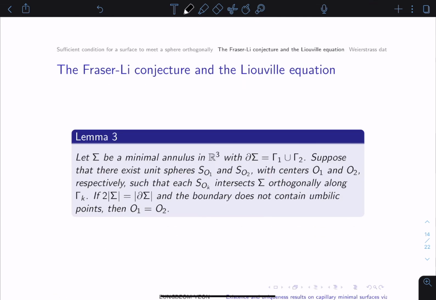So the next lemma actually says that there cannot be two spheres with different centers, O1 and O2, respectively, such that each sphere S_k intersects sigma orthogonally along the two boundaries, lambda k here. Recall that this condition was the fourth line of the boundary value problem we presented a few slides ago. So we find out that these two different sphere cases cannot exist in our setting. So this lemma completes the proof of the theorem.